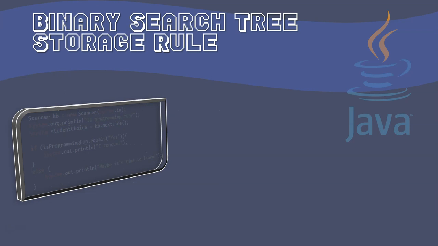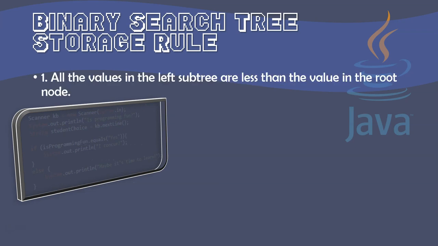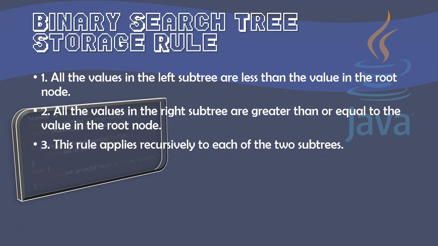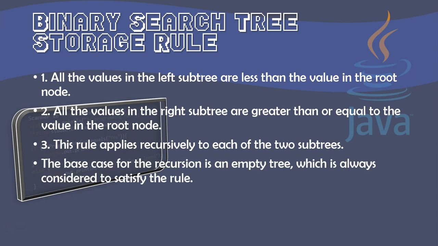Now, the binary search tree has certain storage rules. First off, all the values in the left subtree have to be less than the value of the root node. All the values in the right tree are greater than or equal to the value of the root node. And this rule also applies recursively to each of the subtrees. The base case for the recursion would be an empty tree, which is always considered to satisfy the rule because, remember, it has to fit in recursively. And of course, we have the less than, and then we have the greater than or equal to. So having an empty tree works really well to meet those conditions.